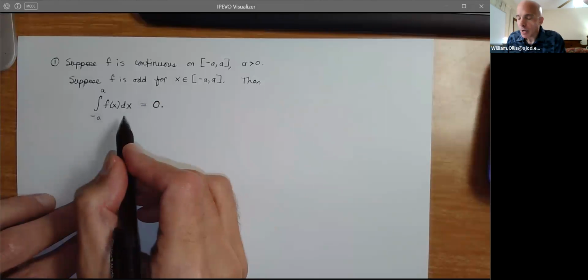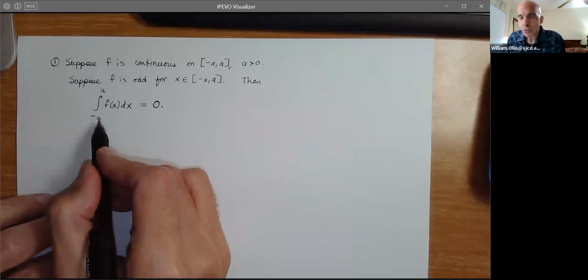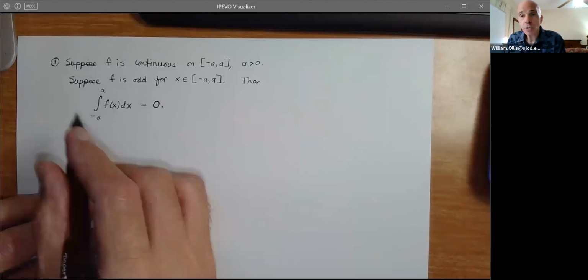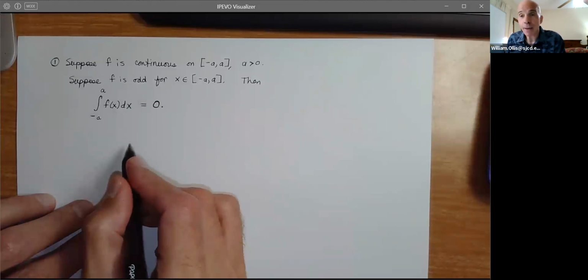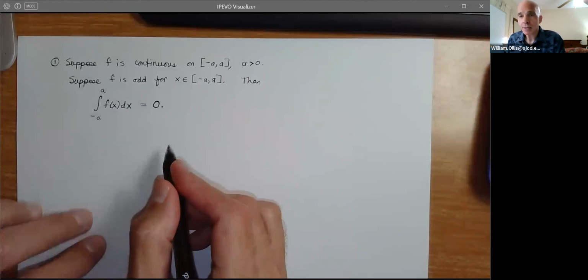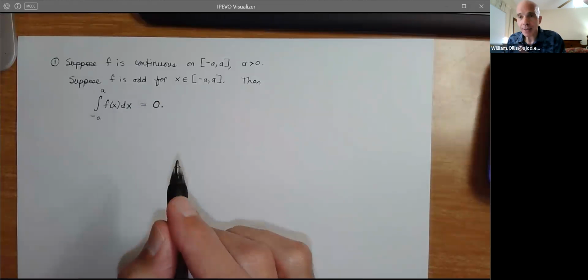It's zero. The integral of an odd function on a symmetric interval is zero. And you should have seen that in Calculus 1. That is a major theorem that, of course, in Dr. Larson's book, even as an undergraduate at Carolina, we did this.